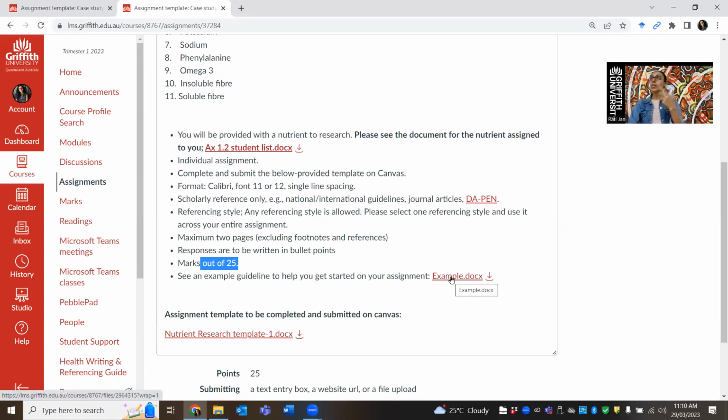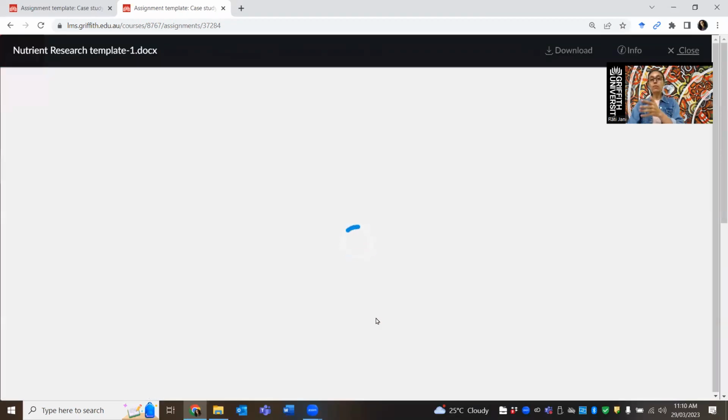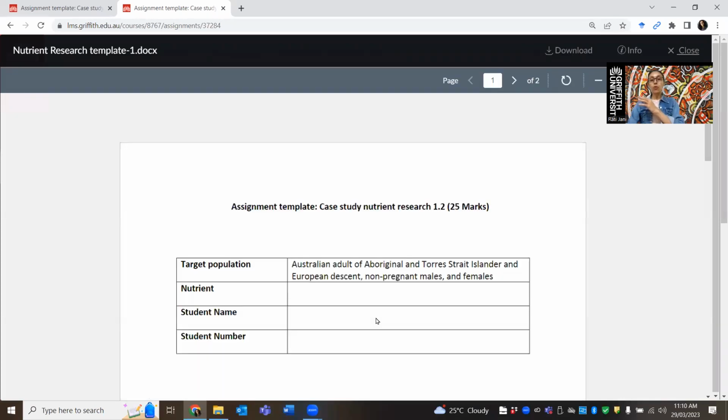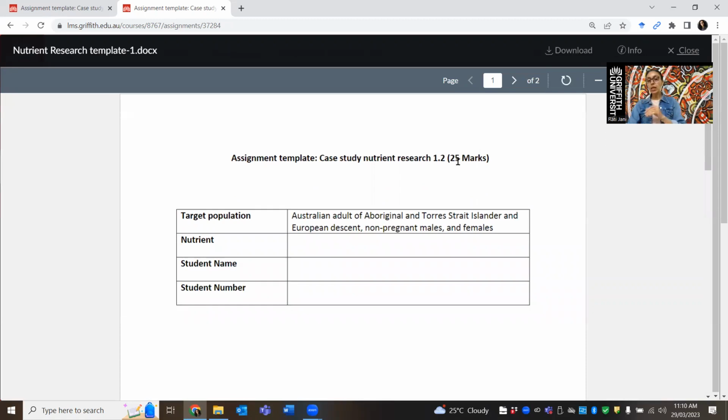I have done a small example for you on the template, so you get a bit of an idea as to what the expectation is. But this is how the template looks. I'll just quickly show you the template, and then we will go more into the detail for the actual example. So this is your assignment template, 25 marks. This is the first page.